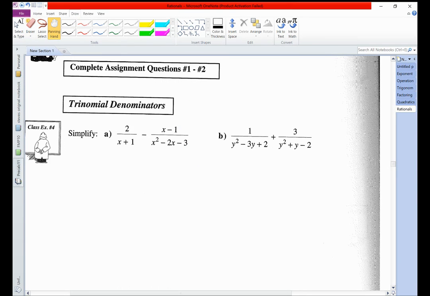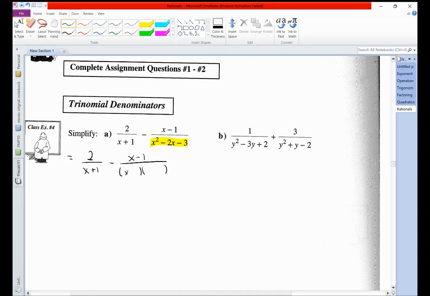Now we're getting into trinomial denominators. I know everyone's very excited to make these even harder, so let's jump right in. We have a trinomial in one of the denominators, you can see, and so it's going to be important to factor that before we do anything else. So the first term stays the same, 2 over x plus 1 minus, and then on the top we have x minus 1. And so our bottom is a trinomial with no constant in front of it, so we can factor by inspection.